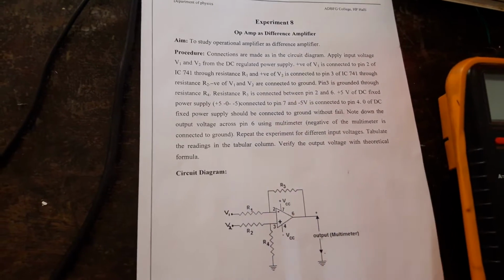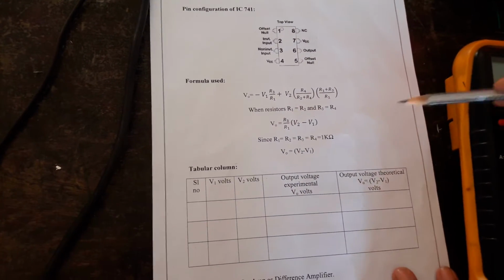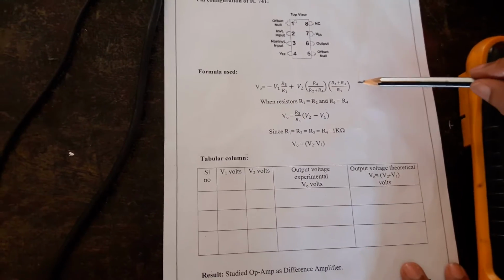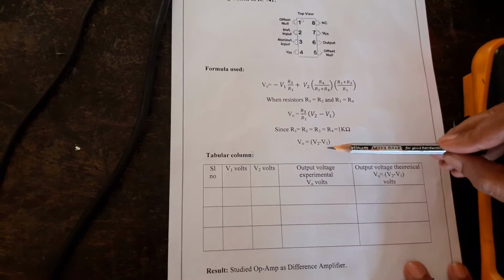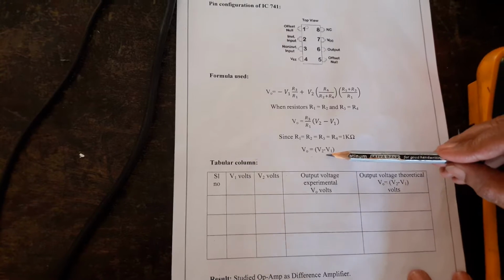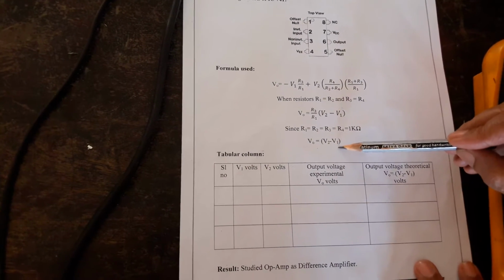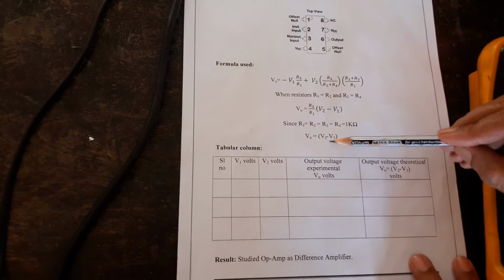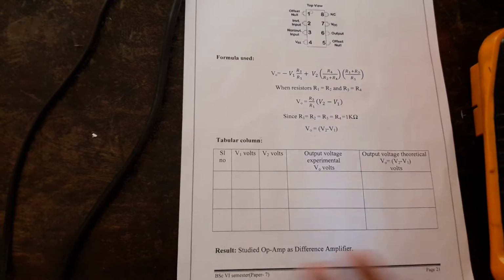The theoretical formula for the op-amp as difference amplifier is given here. The output will be the difference in the inputs, V2 minus V1. So only two inputs we have taken here, so the output is V2 minus V1. This we are going to show in this experiment.